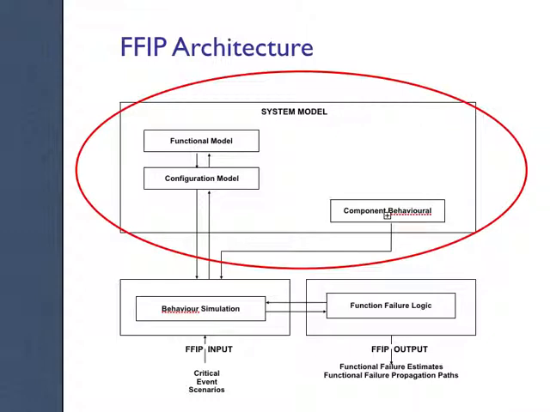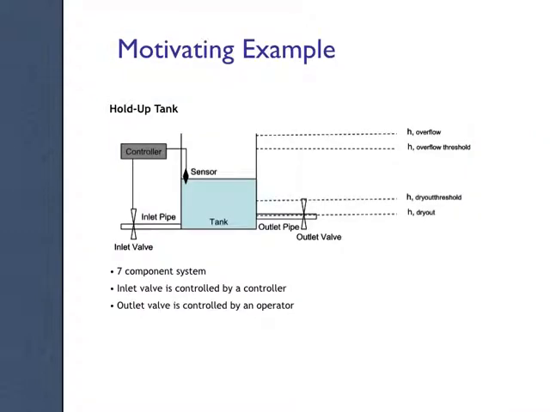The basic model shown here is the architecture of FFIP. You'll notice that there are three different sections to this. The first is the system model section, which is what's circled in the red circle. The second element is the behavior simulation. And the third is the function failure logic, or the FFL. What I'm going to do next is run through each of these sections individually. But let's first introduce an example, so we have a running example to learn this with. And that is this tank system here.